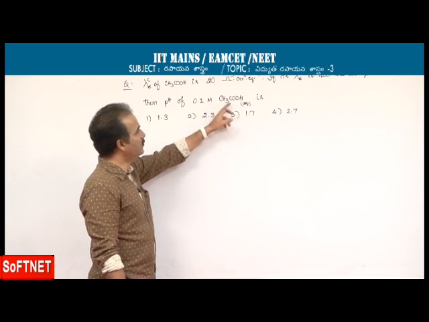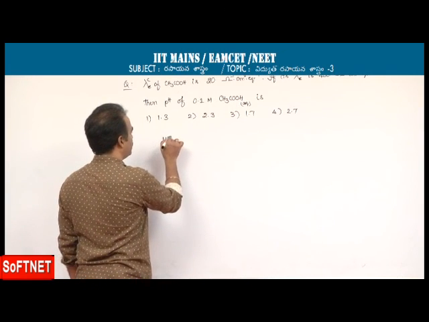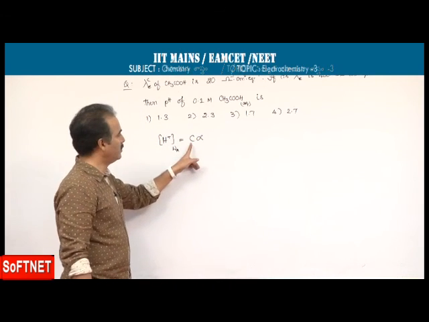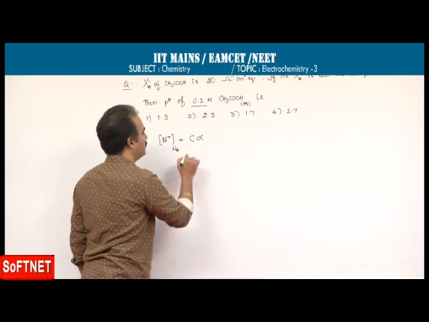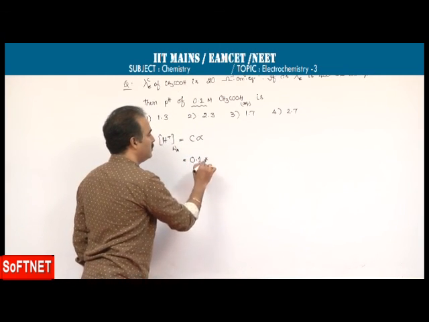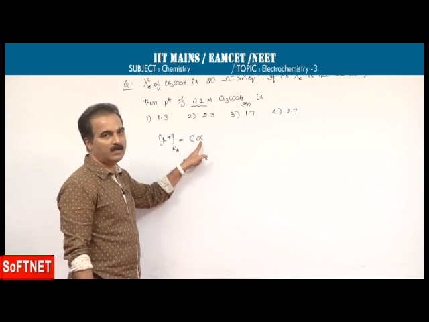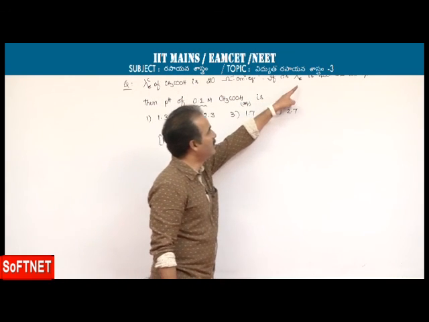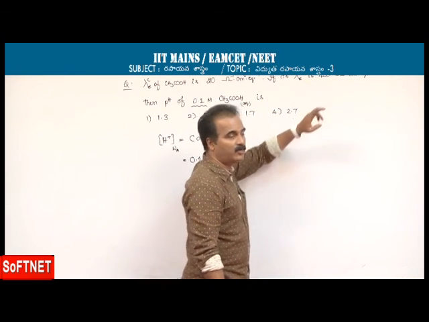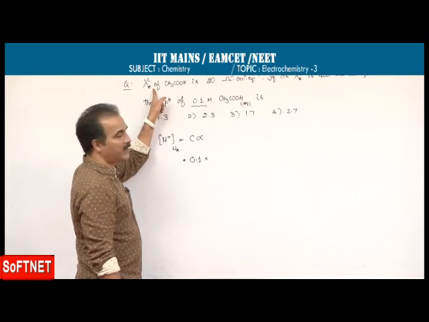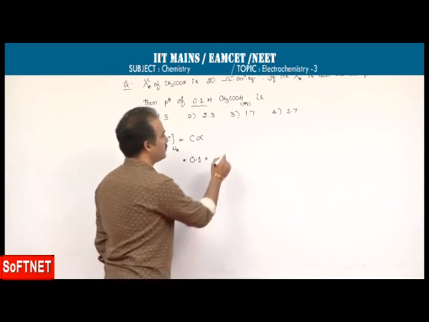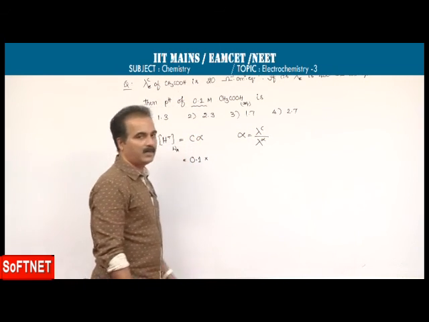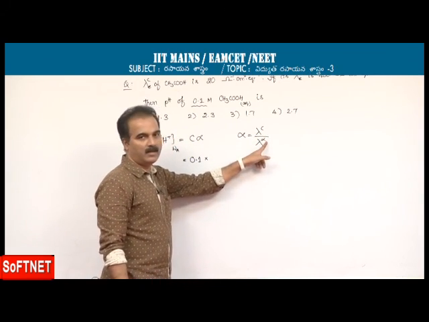For a weak acid, H plus ion concentration is C into alpha. What is C? It is the concentration, that is 0.1, and alpha means the degree of dissociation, but you are not given the degree of dissociation. You are given conductance at a certain concentration along with conductance at infinite dilution. We know from Kohlrausch's law, the ratio of conductance at a certain concentration to that at infinite dilution is the degree of dissociation. So, alpha is equal to lambda C by lambda infinity.